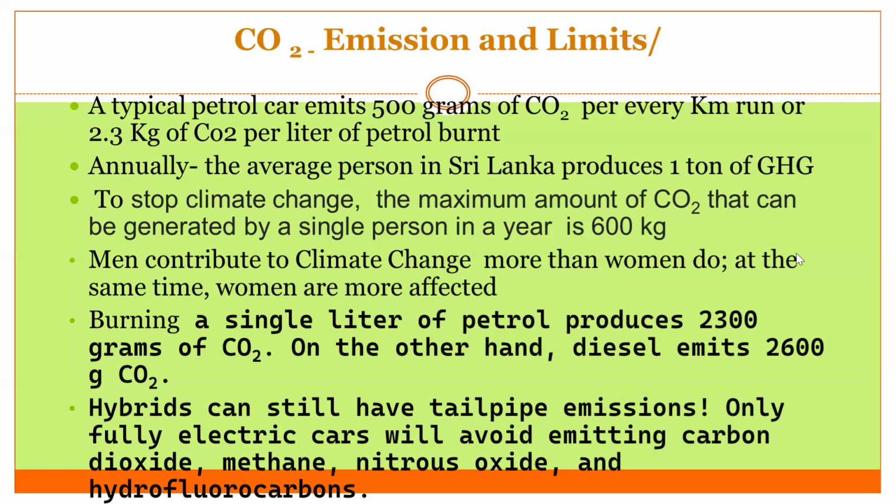Hybrids can still have tailpipe emissions. Only fully electric cars will avoid emitting carbon dioxide, methane, nitrous oxide, and hydrofluorocarbons. So if we use only solar energy to charge the battery of the car, then that car is fully green, because you don't use energy from the grid where coal or petrol thermal power is generated.